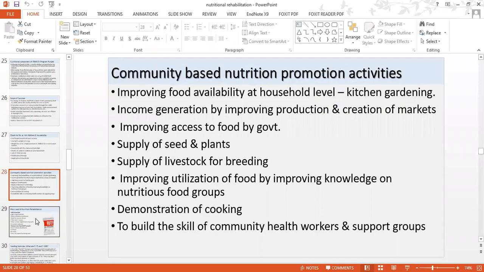And what the community can do at their own level, as far as the nutritional activities are concerned: improving the food availability at household level by promoting kitchen gardening, income generation by providing production and creation of markets, and access to food by the government, and supply of the seed and plants, supply of livestock for breeding, improved utilization of food by improving the knowledge on nutritious food groups, and demonstration of cooking, and to build the skill of community health workers and the support groups.